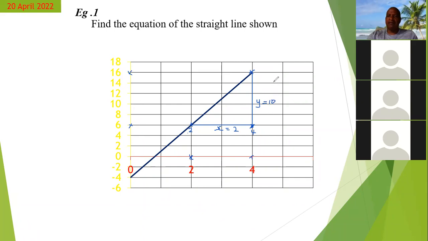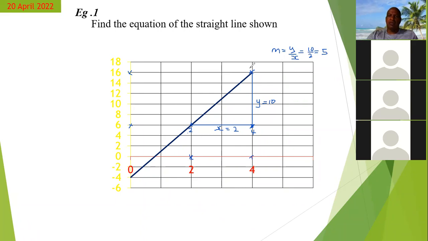And then all you have to do now is to calculate your gradient using the equation m is equal to y over x. Now, the y value we know would be 10. The x value we know is 2. We divide 10 by 2, and we get 5. So it means our gradient is 5. M is equal to 5.